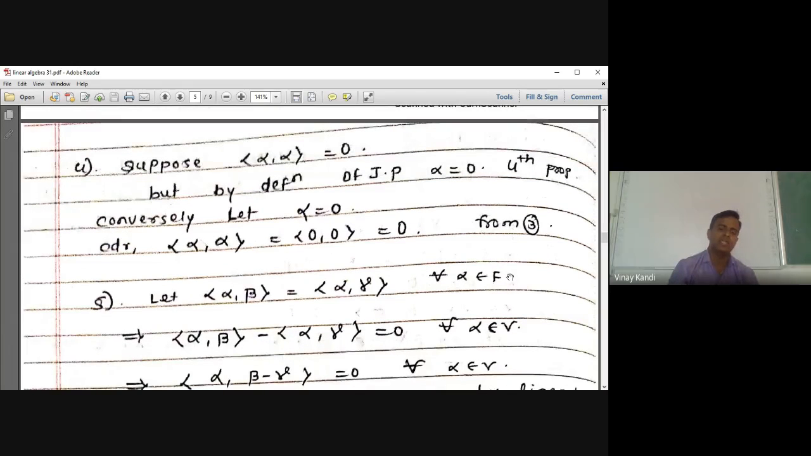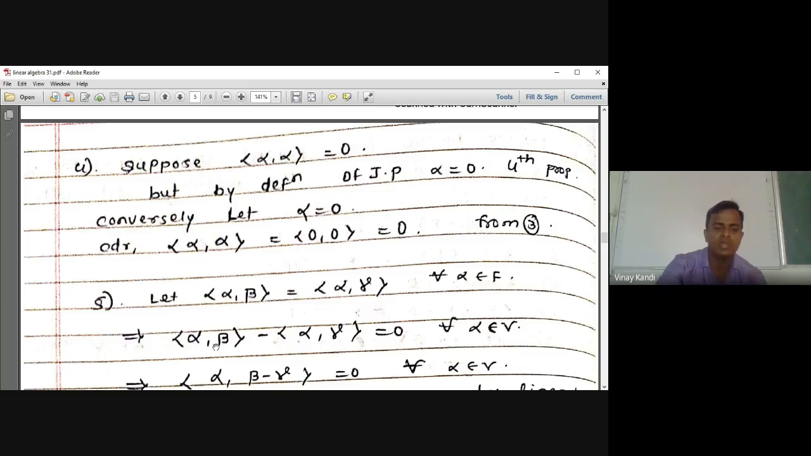Now the fifth statement. Let inner product of alpha, beta be equal to inner product of alpha, gamma. It holds for all alpha belongs to V. If this statement holds for all alpha, then taking the right hand side towards the left hand side, it becomes minus. So inner product of alpha, beta minus inner product of alpha, gamma is equal to 0.